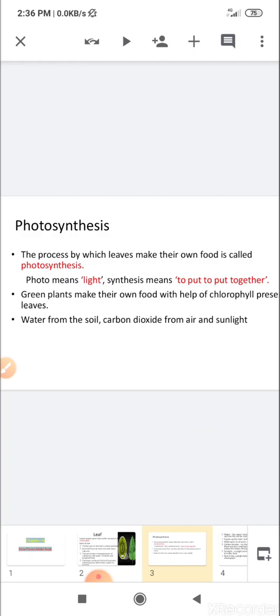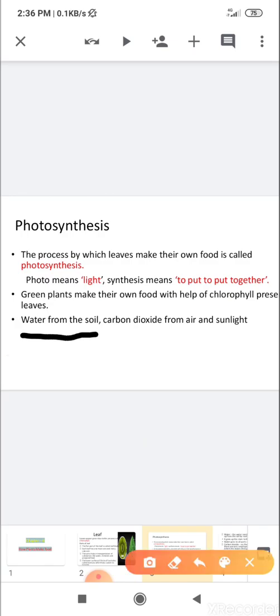Now what are the substances needed for photosynthesis by which plants make their food? The main important things are water from the soil, carbon dioxide from the air, and sunlight. These are the main things which are needed for plants to make their food.